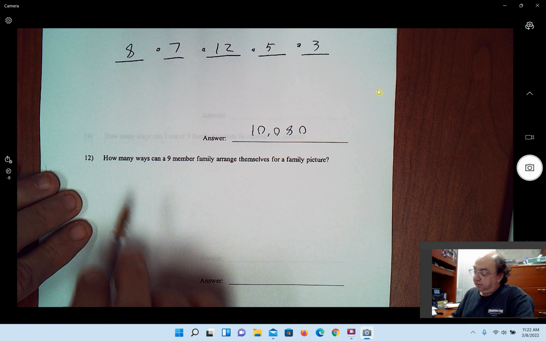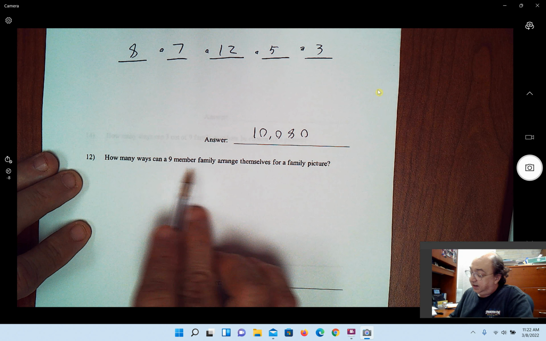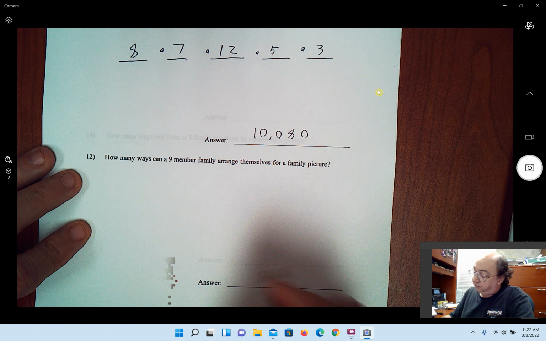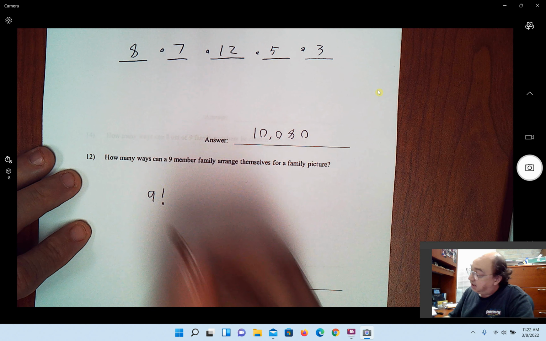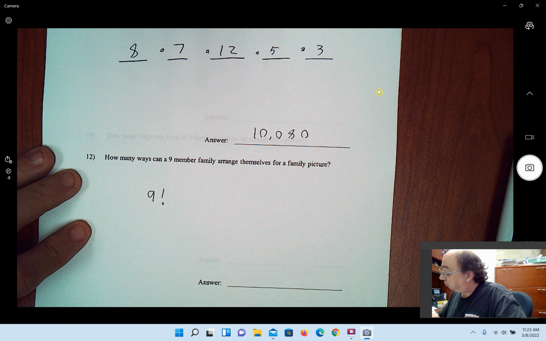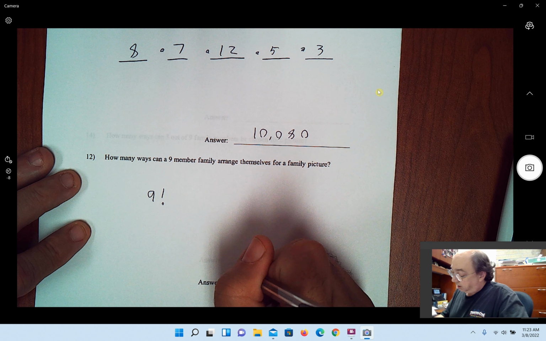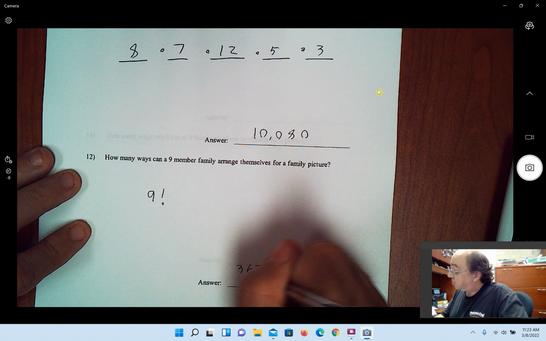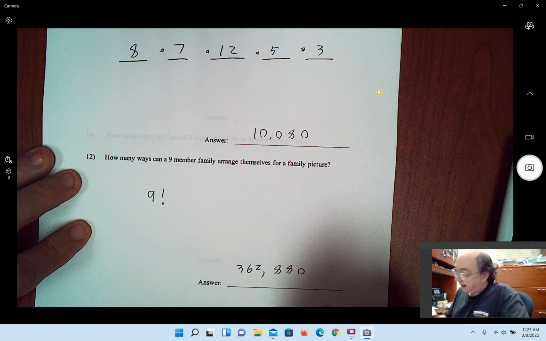Number 12, how many ways can a 9-member family arrange themselves for a picture? That is going to be 9 factorial, which is 362,880.